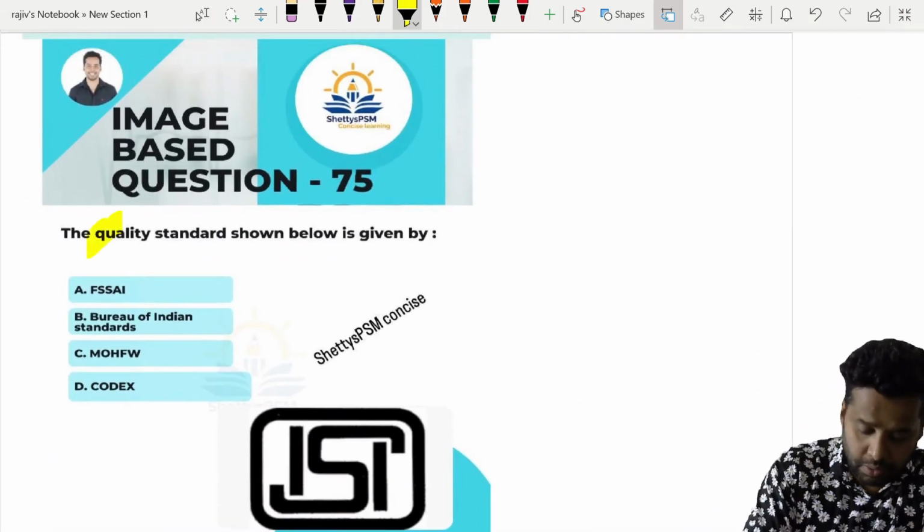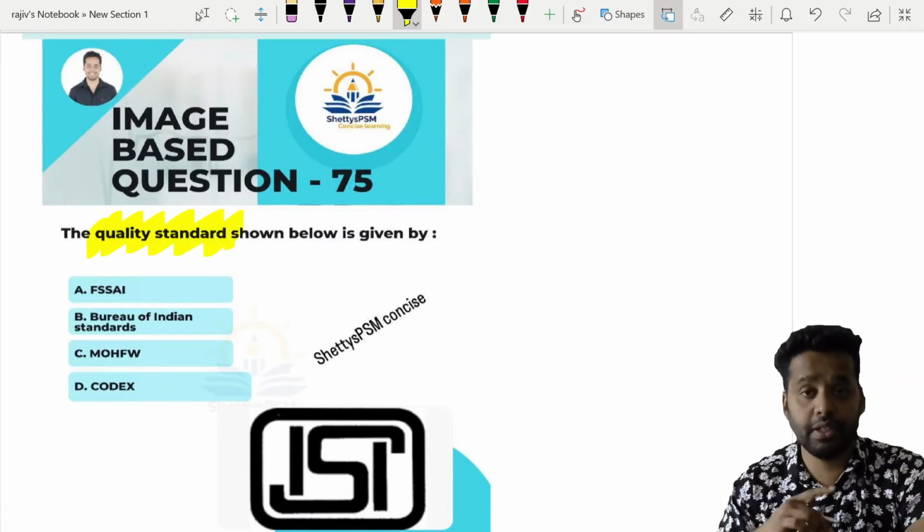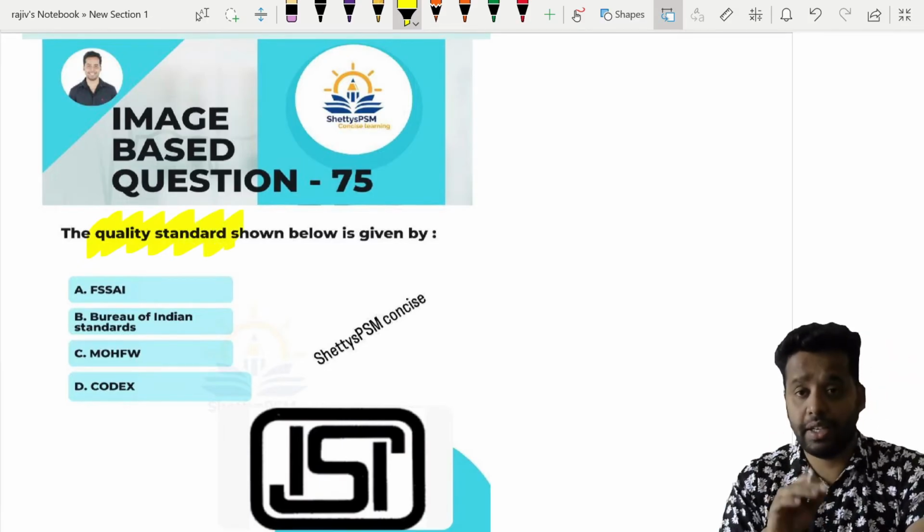The quality standard what you are seeing is Indian Standards Institute, ISI. Standards on any food. ISI has been renamed now.